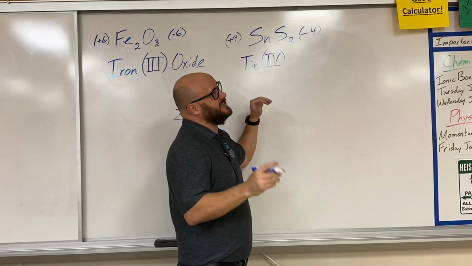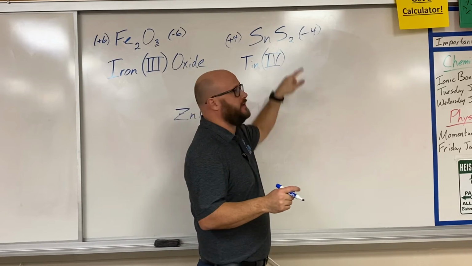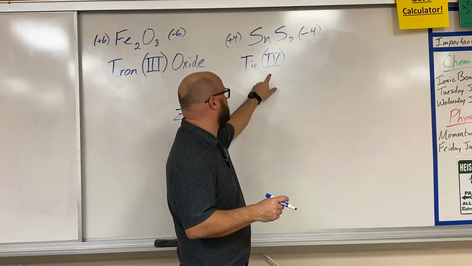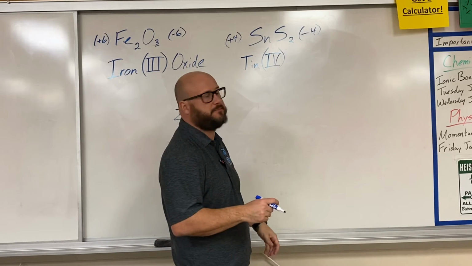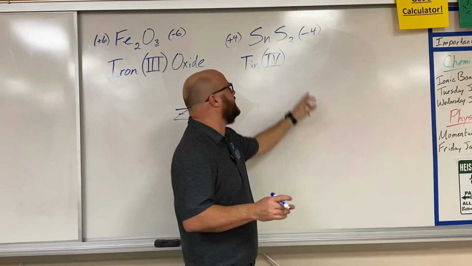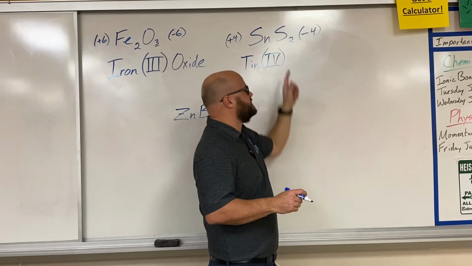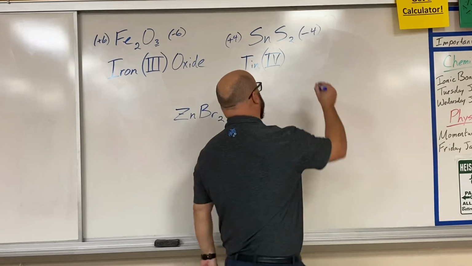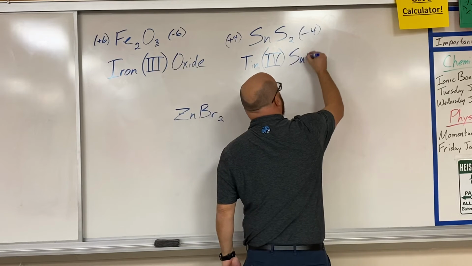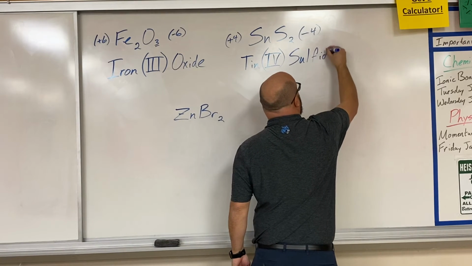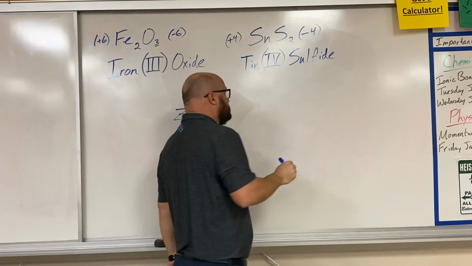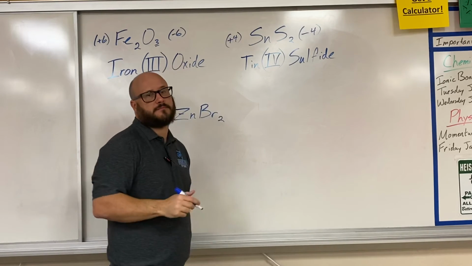So in this case, it didn't work out to where the anion subscript was the charge for the transition metal. But for most cases, it will. So tin(IV), sulfur is going to change to sulfide. And there you have it.